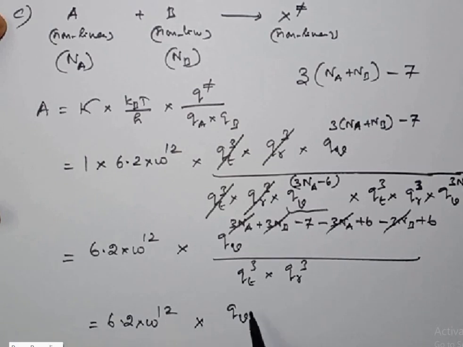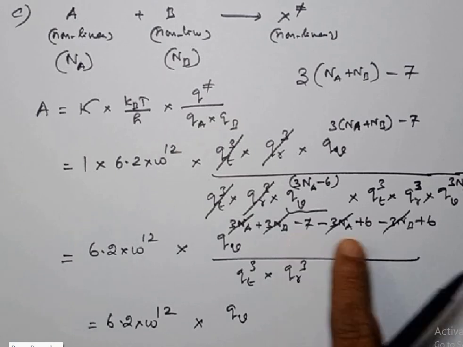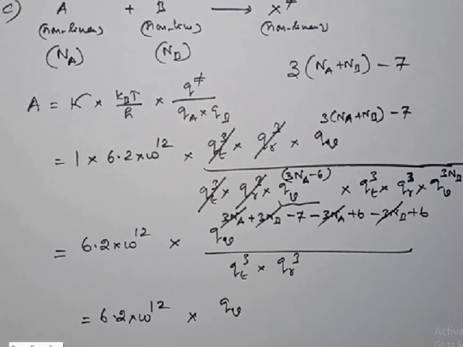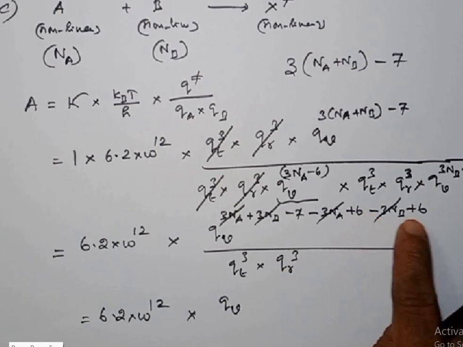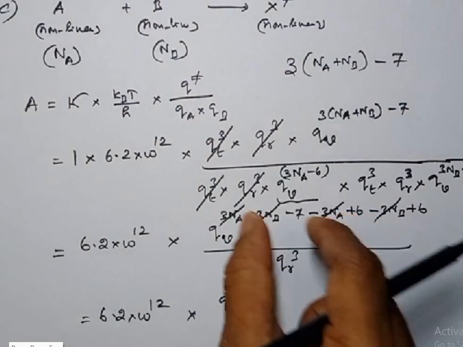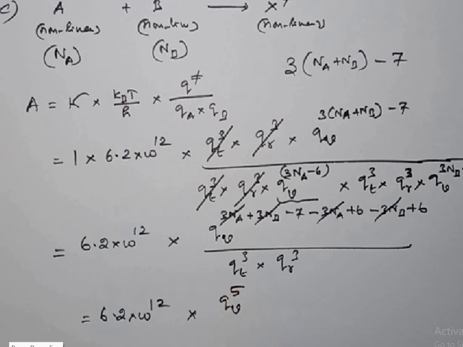How many vibrations now? Minus 7 plus 6 plus 6 is plus 12. So plus 12 minus 7, how much? Plus 5, sir. Plus 5. So there are 5 vibration degrees of freedom, divided by QT cube into QR cube.